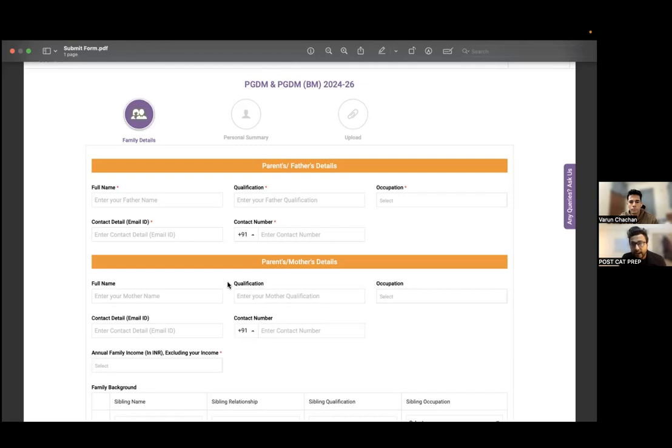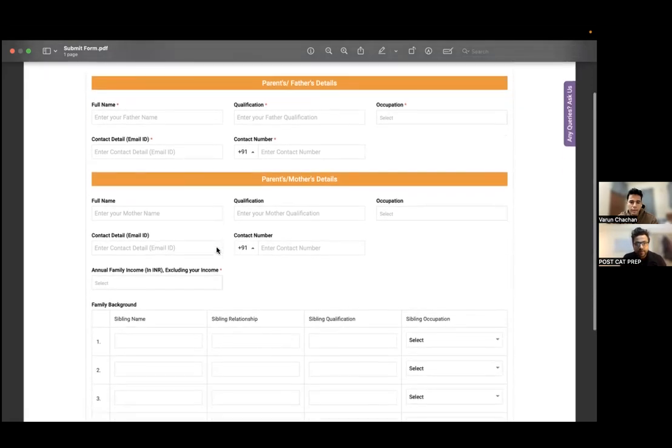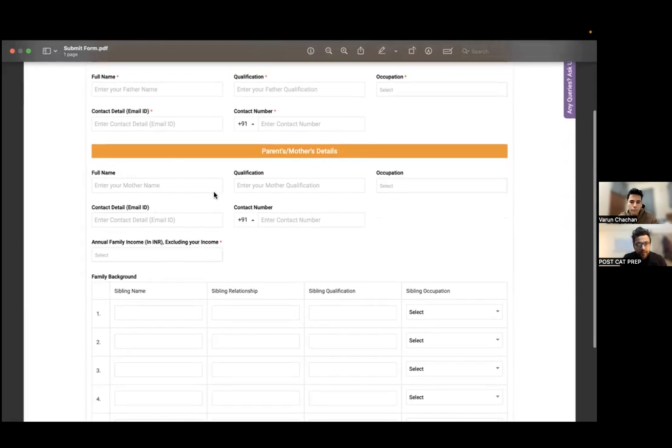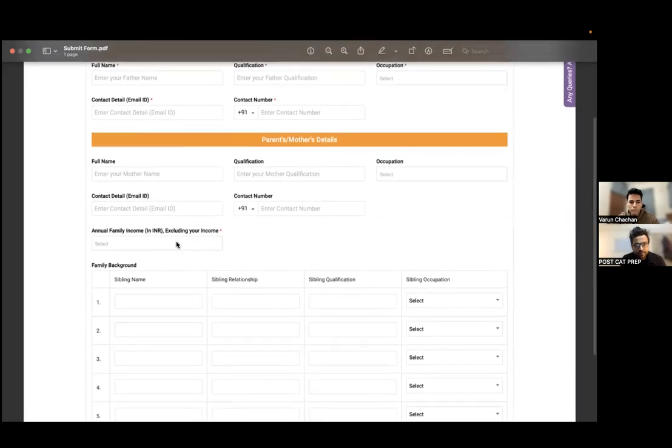Let us quickly look at how we go about filling Form B. Yeah, sir, the first part is going to be fairly simple. It is about family details, wherein you have to put your father's name, qualification, occupation, contact details. And the second part is optional. You can put in your mother's name and qualification details, and if you wish, you can leave it blank also.